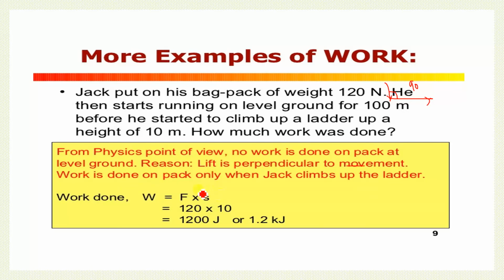So work is done only when Jack is climbing up the ladder, because that force is along the vertical direction, and he is also climbing in the vertical direction. So work done will be F into S, that is 120 into 10, that is 1200 joules. Okay, students, weight is 120 Newton. So the answer is work done is 1.2 kilojoules.